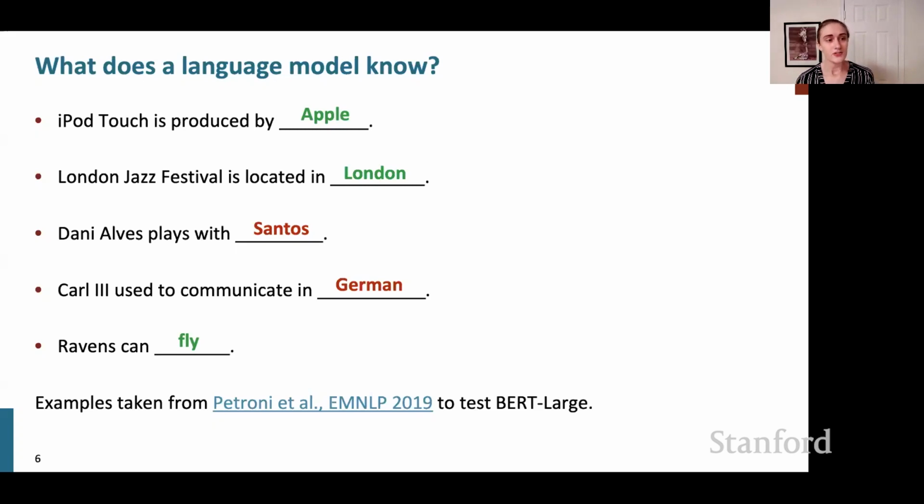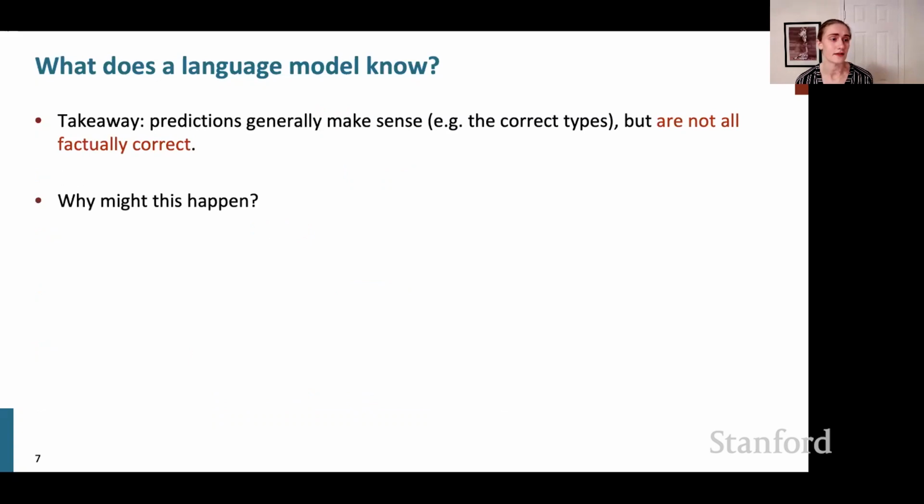So what's good about these examples is the predictions are generally reasonable. If you didn't know the ground truth, they all make sense. When you want to predict a language, you do in fact predict a language. But of course, they're not all factually correct. So why might this happen?